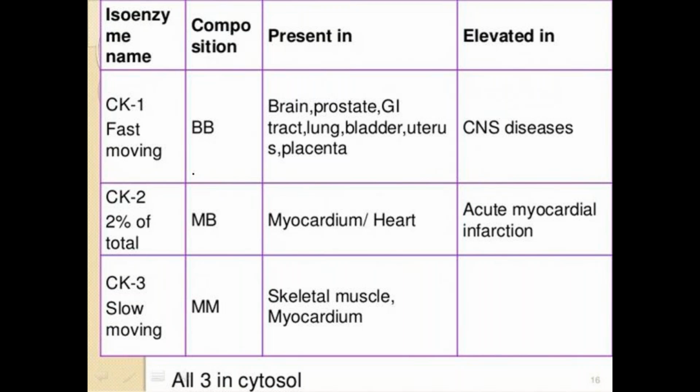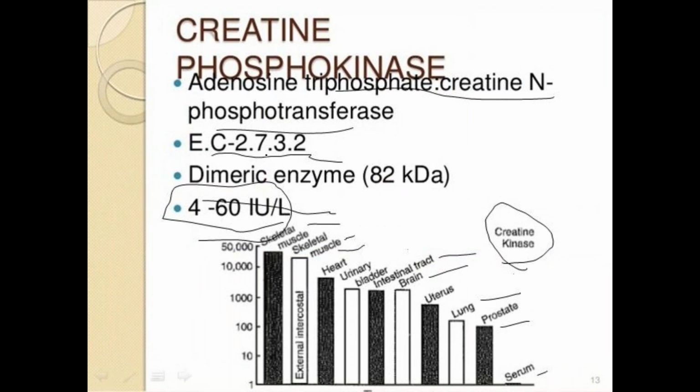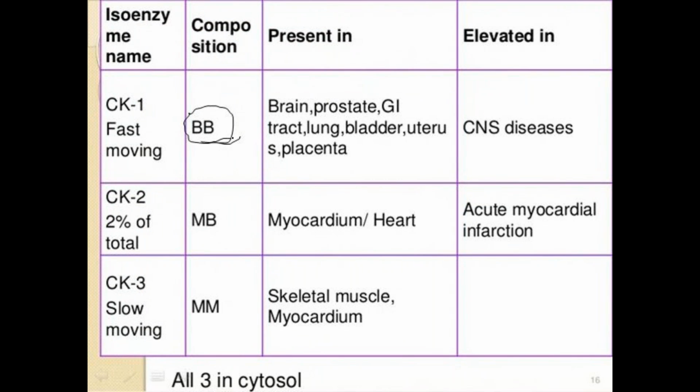It is mainly occurring in cytosol. Depending upon the tissue of origin, it is also classified. This is the origin that is occurring from brain. It is occurring as the dimeric enzyme. BB is mainly present in brain, prostate, gastrointestinal tract, lung, bladder, uterus and placenta. When this concentration is elevated, it gives the diseases called central nervous system diseases.